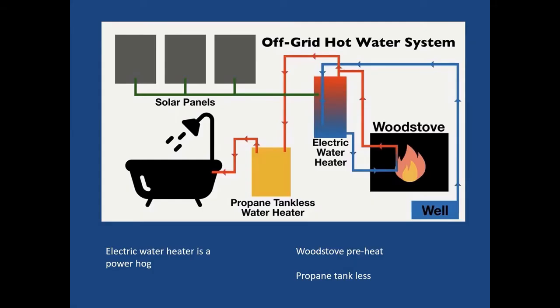So you could get hot water from an off-grid type of system. You could send it from the well, have it preheated through a wood stove and then back into the hot water tank. You could also use a propane tankless water heater, or you could also power an electric water heater with solar panels, which would be a large power drain.